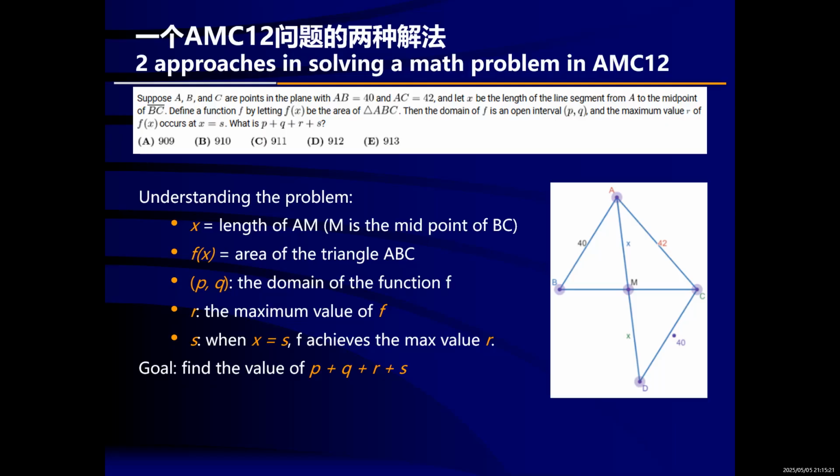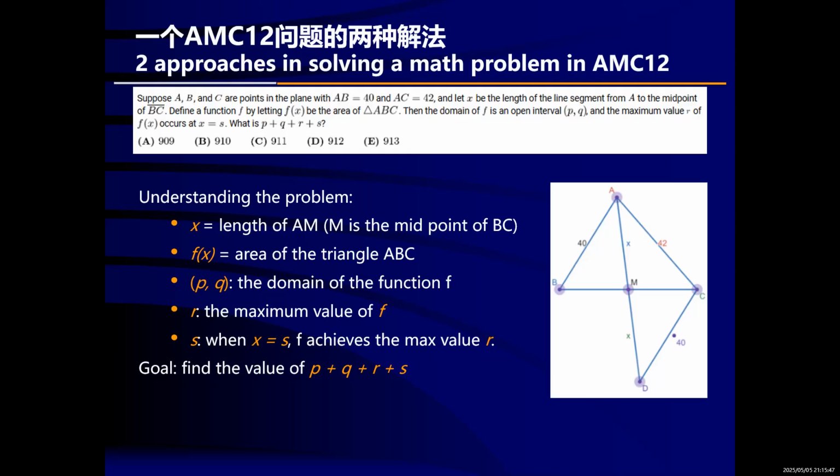Let's first draw the triangle ABC. We assume M is the midpoint of BC. Let's extend AM all the way to D so that MD equals AM, which is x. Then we connect D with C. f(x) represents the area of the triangle ABC.